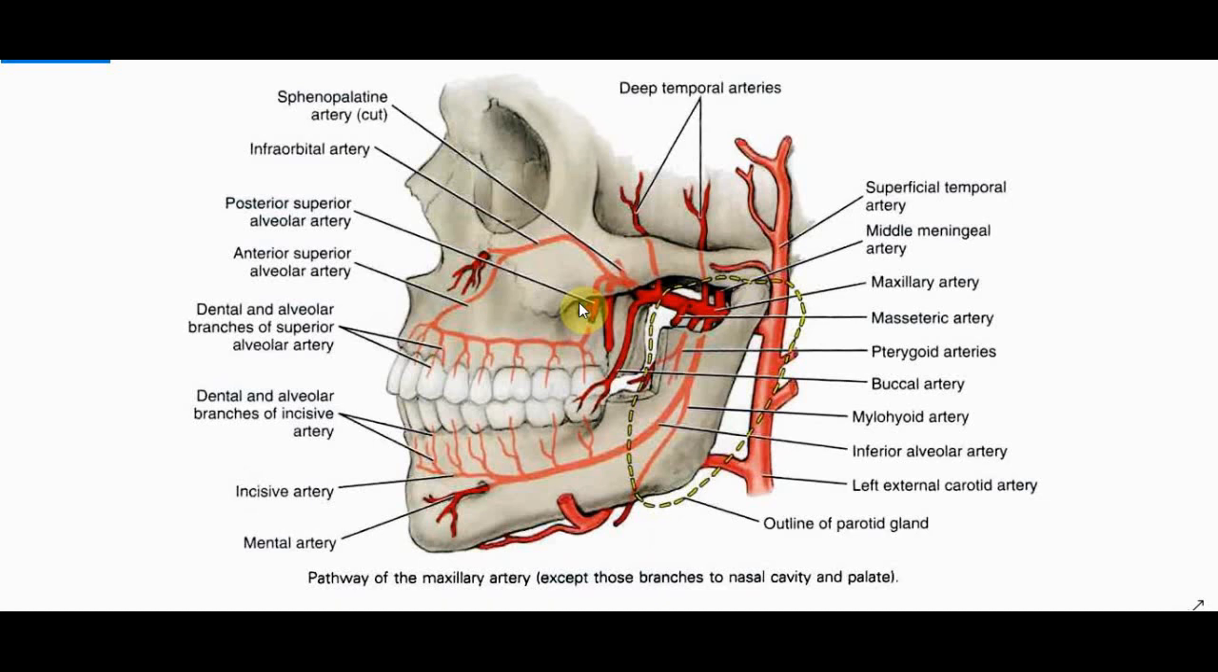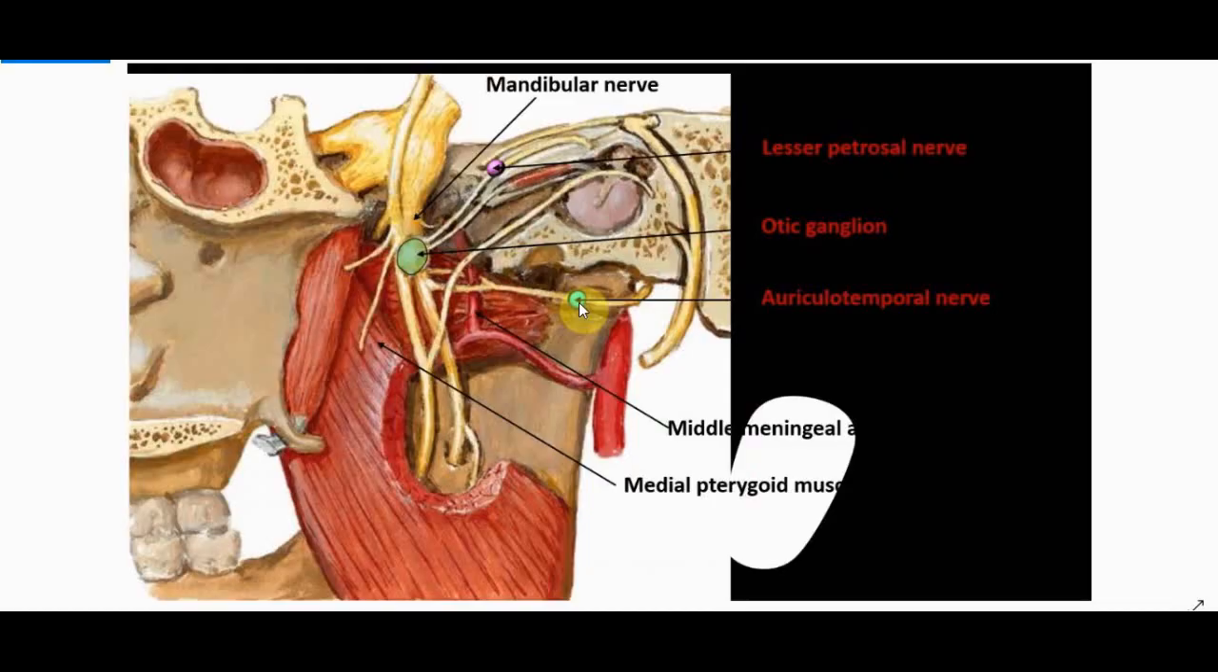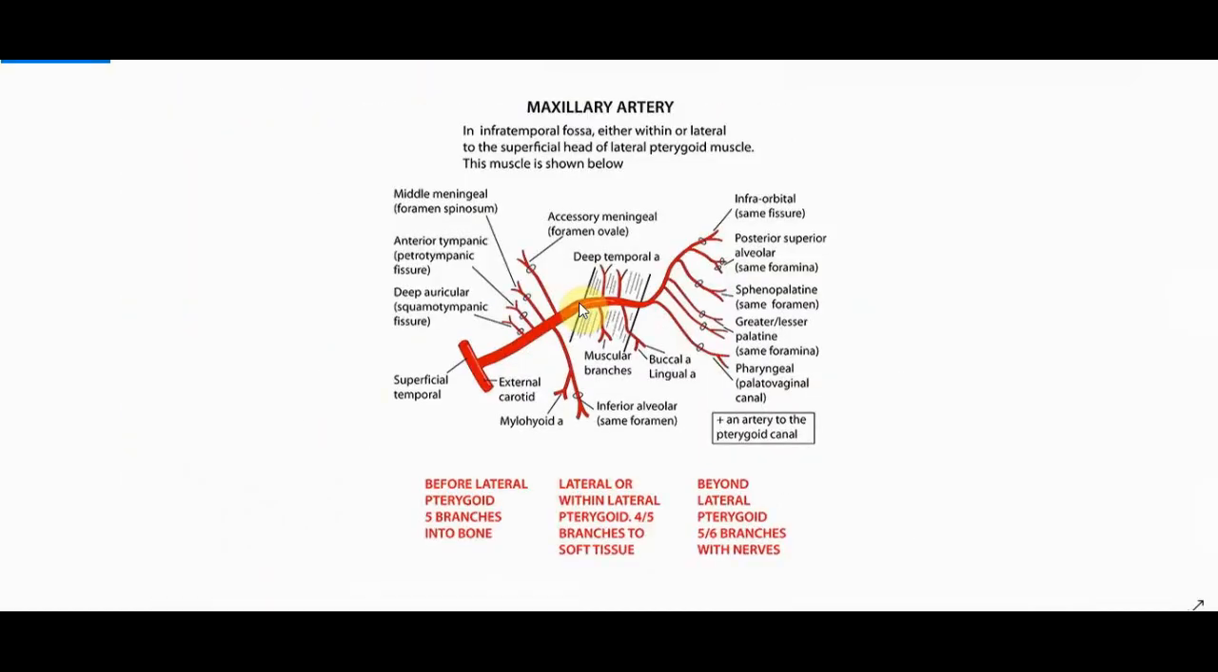Now over here you're going to be confused. It is quite logical that you would be, so I'll show you this sort of an image first. Right, so this is where it arises, and what is the first branch? The deep auricular. The auricular has to do with the auricle, deep auricular, anterior tympanic, tympanic has to do with the tympanic cavity. And these are just ways to remember.